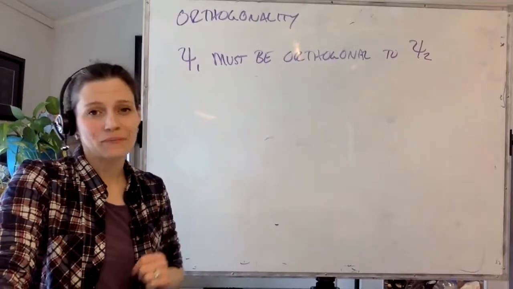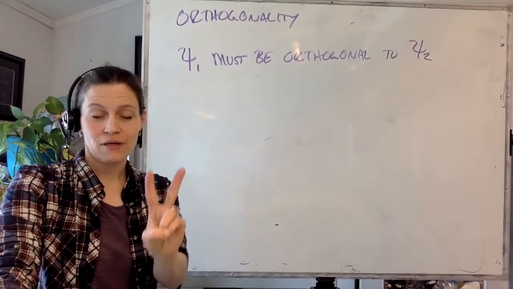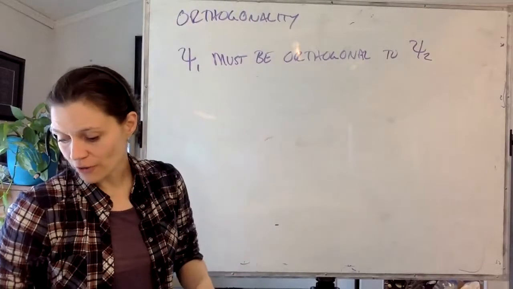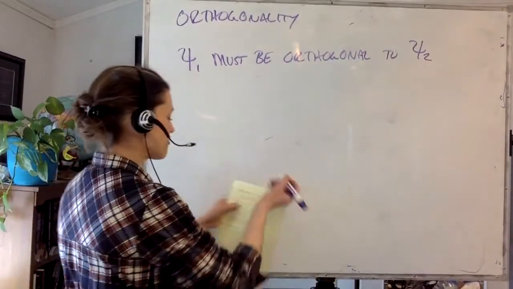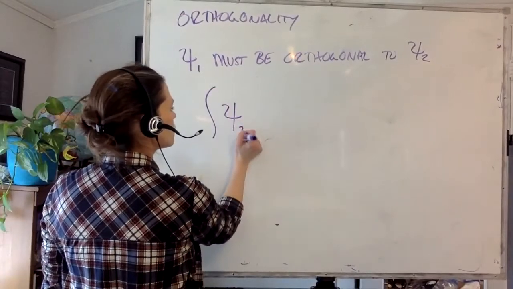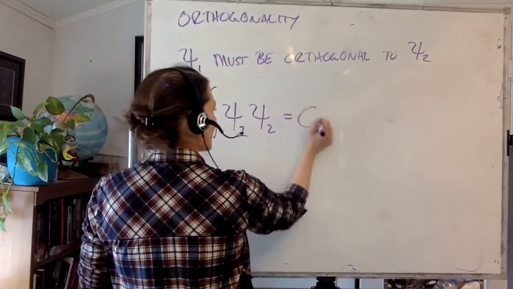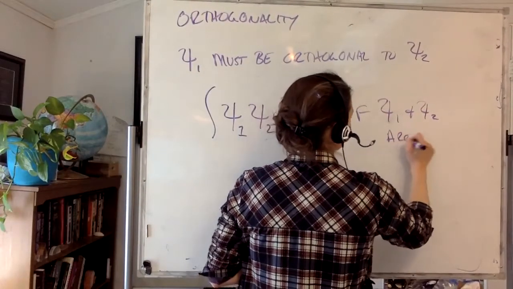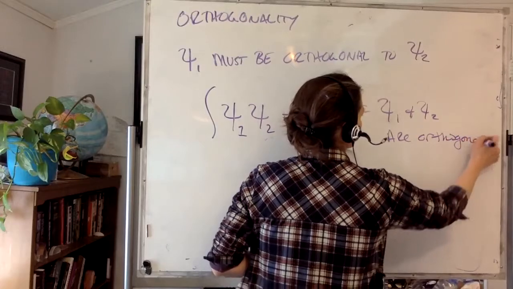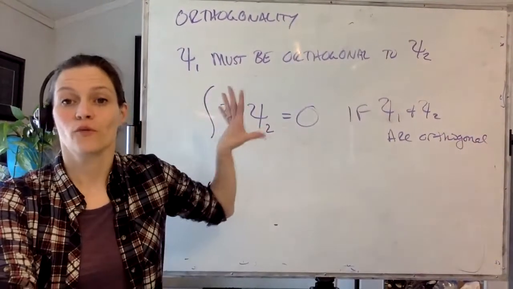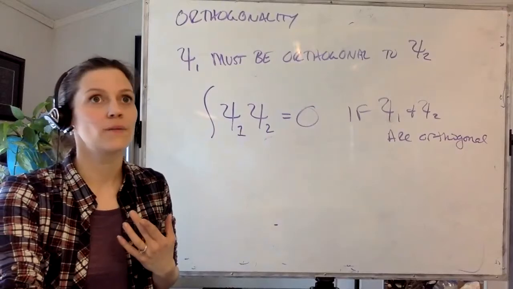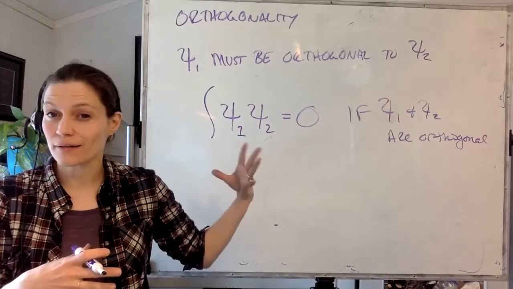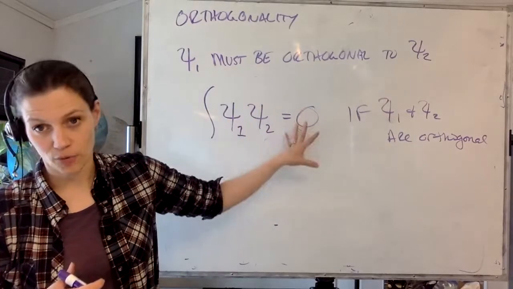Next is orthogonality. If you have two wave functions, wave function 1 and wave function 2, they must be orthogonal to each other. The reason is that psi 1 times psi 2 is going to equal 0 if psi 1 and psi 2 are orthogonal. This is very important with bonding. In our initial systems, the particle in a box and the rigid rotor, we're not going to have orthogonality as much, but when we get into chemical bonding, it's very important.